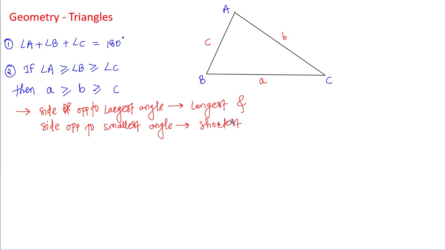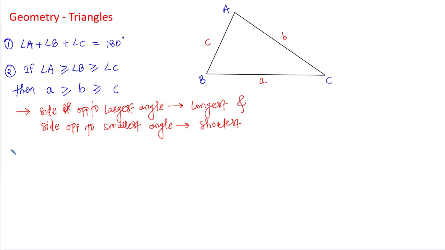Okay everyone, let me repeat this property. If angle A is greater than or equal to angle B is greater than or equal to angle C, then small a is greater than or equal to small b is greater than or equal to small c. Means the side opposite to the largest angle is always the longest and the side opposite to the smallest angle is always the shortest. Now this is a triangle inequality. There is one more triangle inequality. Let's have a look at it.